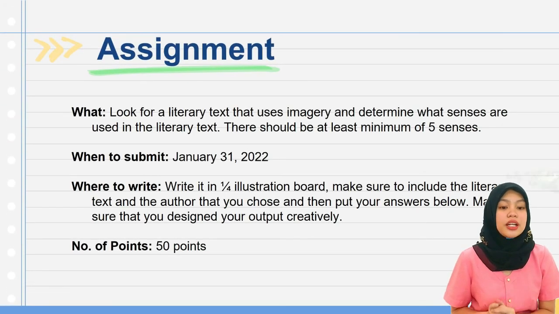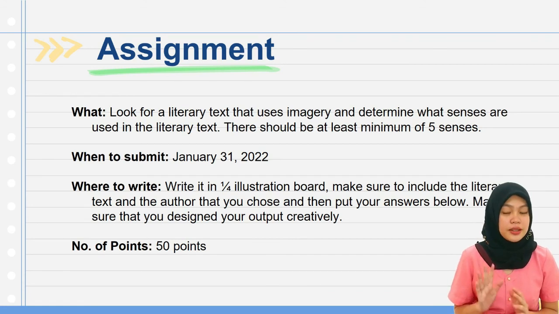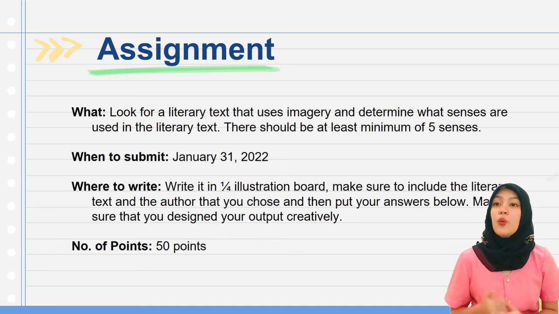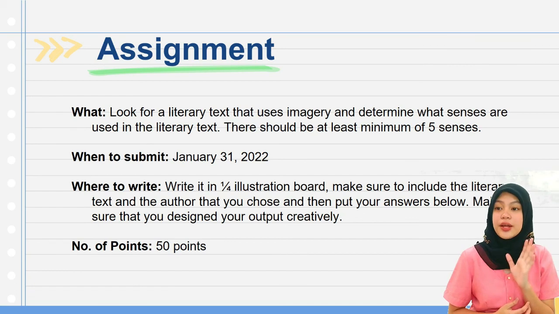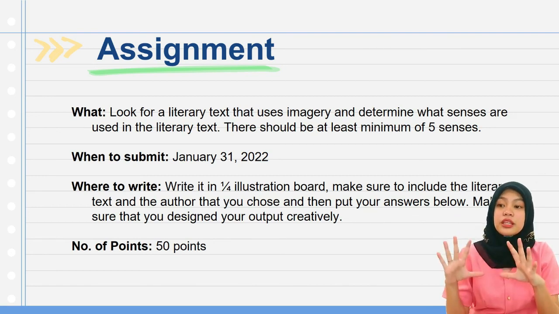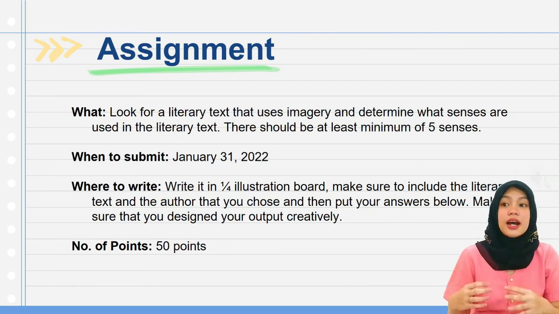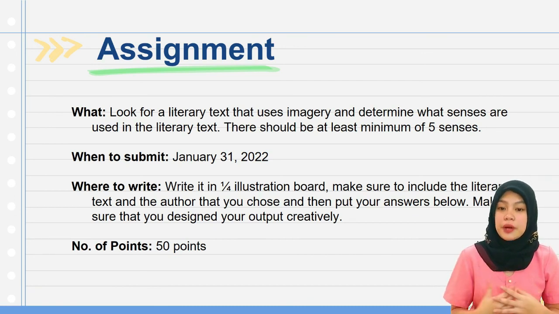You have to look for a literary text and determine the imagery used in that literary text, okay? There should be a minimum of 5 imagery. When to submit? January 31, 2022. And you are going to write it on a 1/4 illustration board. Make sure to include the literary text and the author that you chose, okay? Then you put your answers below. Make sure that you design your output creatively, okay? You may print it. You don't have to put all the story or the literary text. You just have to put the specific paragraph, and below is the part where the imagery is present, okay?